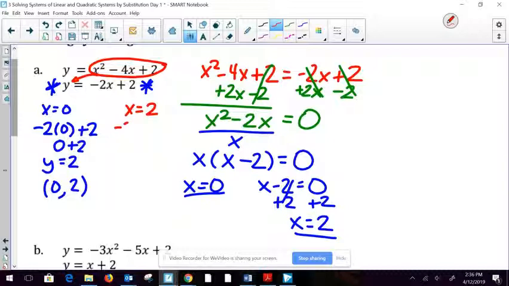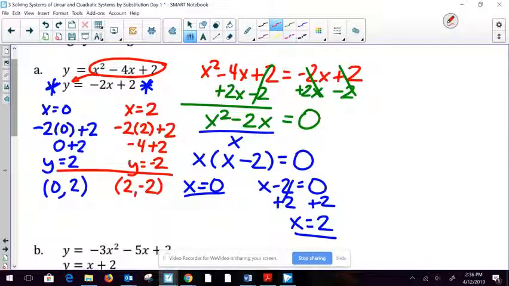Now I'm going to go through and do that same process, but for x equals 2. So again, I have negative 2 times, in this case, 2 plus 2. So you can enter that directly as it appears into your calculator or use a little bit of mental math. Negative 2 times 2 is negative 4 plus 2. So y is equal to negative 2. So the other place that this parabola and line would cross is at 2, negative 2. So these are both of my solutions.